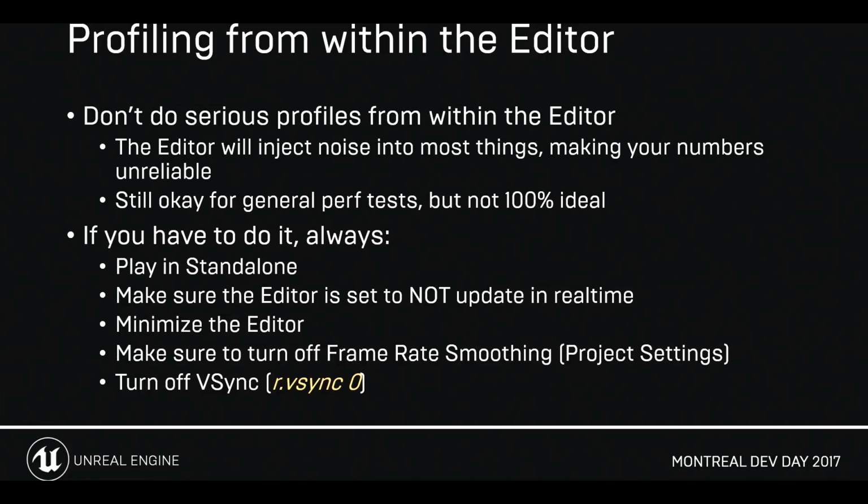The editor is going to inject a little bit of noise into some things. You can mitigate that and make it kind of minimal, but just know it's still happening. So if you have to test from within the editor, one, make sure you're playing in standalone. Do not profile from within PIE. It's just a bad idea. Make sure the editor is set to not update in real time. That's up in your viewport, upper left corner, drop down, uncheck real time, and then make sure you minimize the editor so it's using the least amount of computer resources. Turn off frame rate smoothing, which we already discussed, and then turn off VSync.